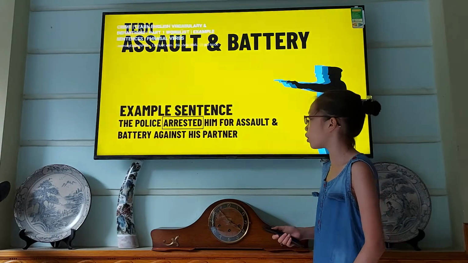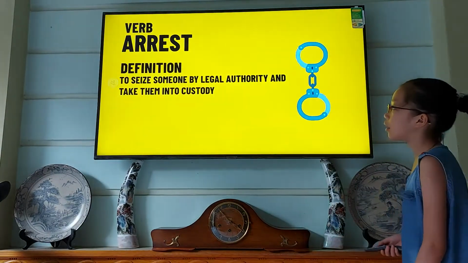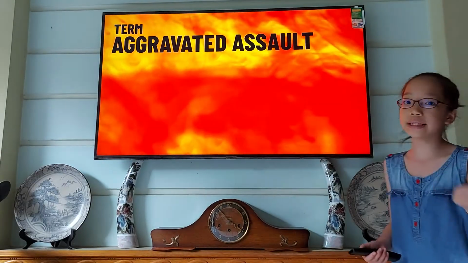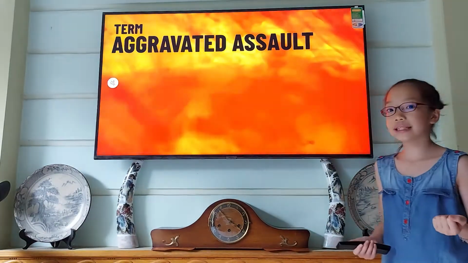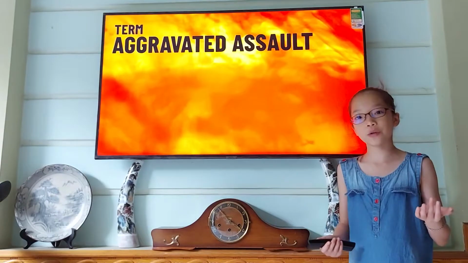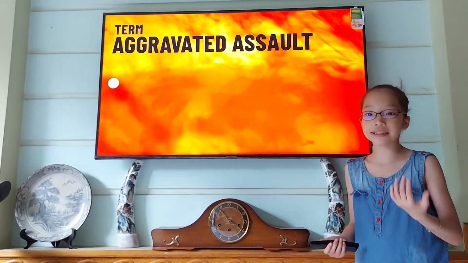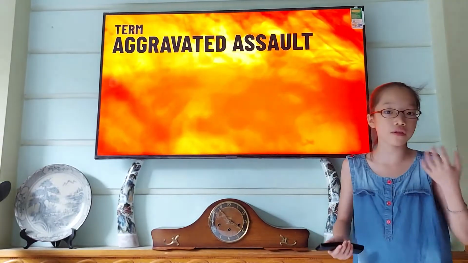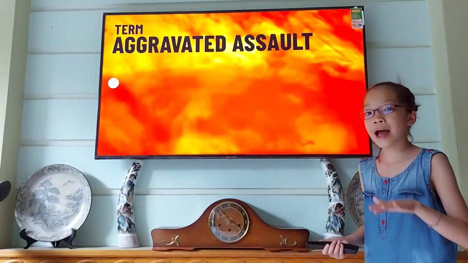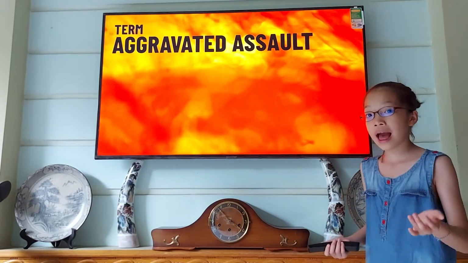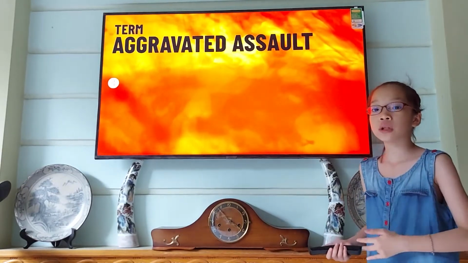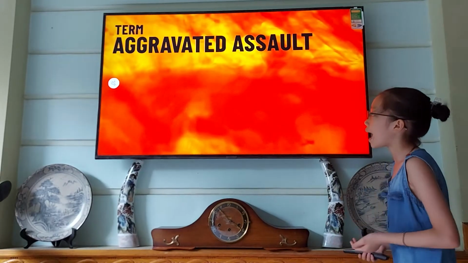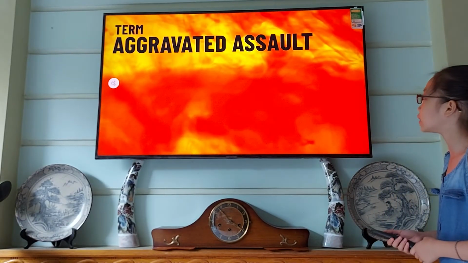Here we have the word arrested. Arrested is a verb. The definition is to seize someone by legal authorities. Here's an example too. The police arrested him because he took some jewelry from another person's house. So arrest means he did something wrong and the police had to take him to the police station to make things right. Here we have a term, aggravated assault.